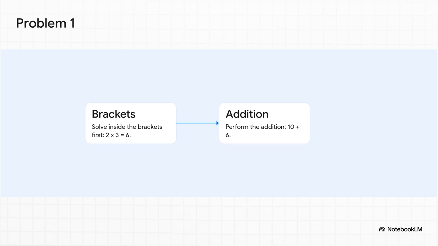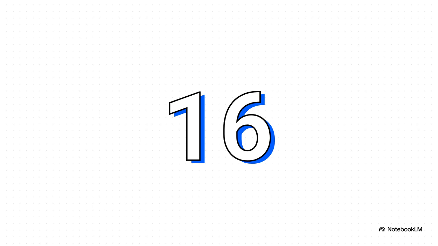Let's look at problem 1. 10 plus, bracket open, 2 multiplied by 3, bracket closed. Applying our code. What's the very first letter of BODMAS? It's B, for brackets. So, step 1 is to completely ignore that 10 for a moment and solve what's inside the brackets first. 2 multiplied by 3 is 6. Great. Now the whole problem just shrinks down. The brackets are gone and we're just left with step 2, which is to perform the addition. 10 plus 6. And boom! The answer is 16. Dekha, kitna aasan tha?